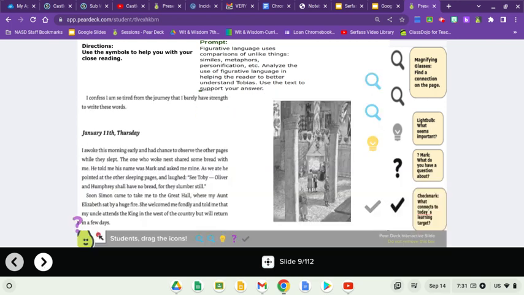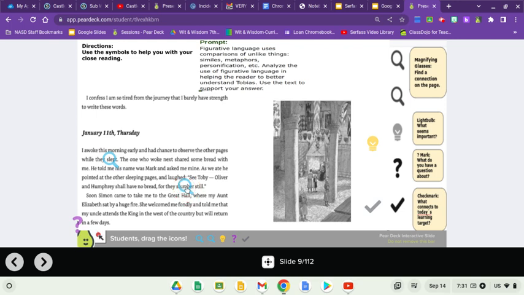I confess I am so tired from the journey that I barely have strength to write these words. January 11th, Thursday. I awoke this morning early and had a chance to observe the other pages while they slept. The one who woke next shared some bread with me. He told me his name was Mark and asked mine, and as we ate, he pointed at the other sleeping pages and laughed. See, Toby, Oliver and Humphrey shall have no bread, for they slumber still. Oh, they don't like waking up, so there's slept and there's slumber.